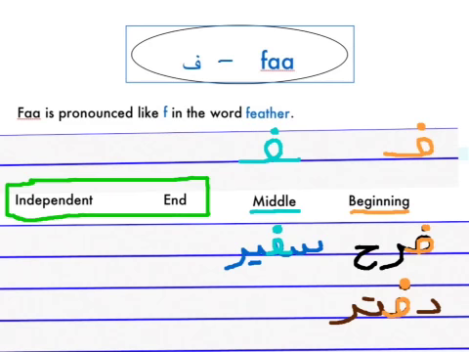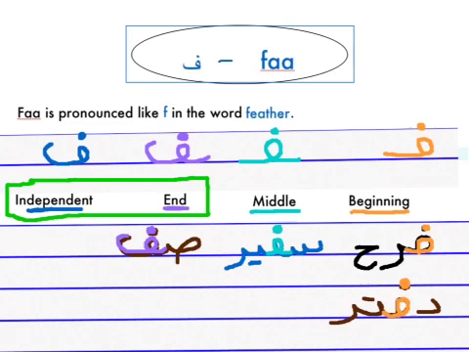At the end, it's written either connected, like this, or in independent form like this. An example would be the word saf, which means class. And the last example for independent form would be the word harf, which means letter.